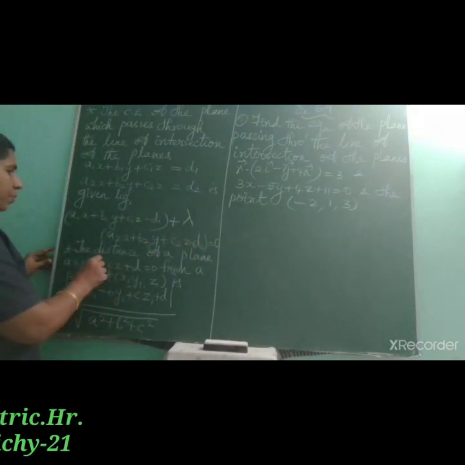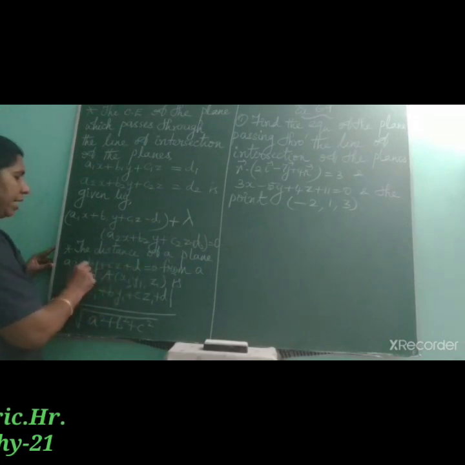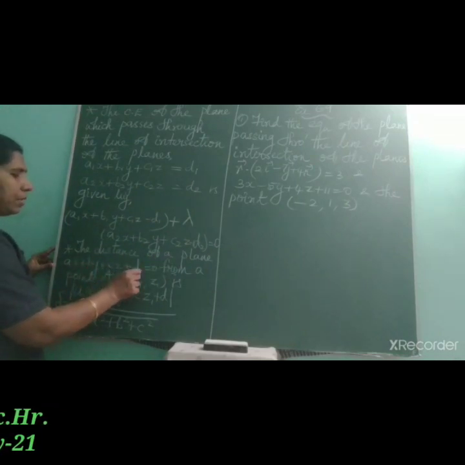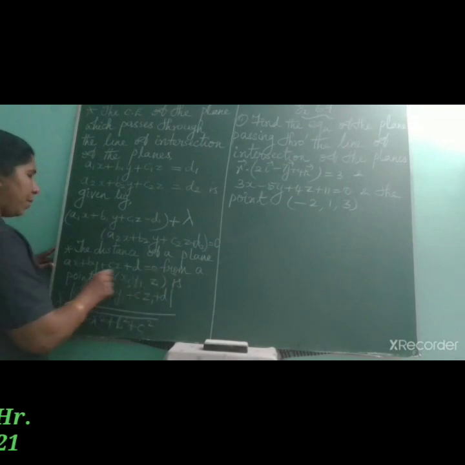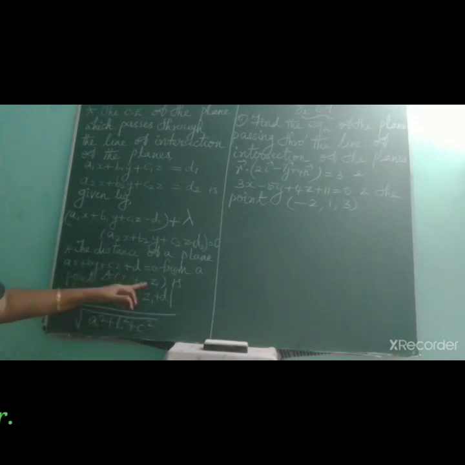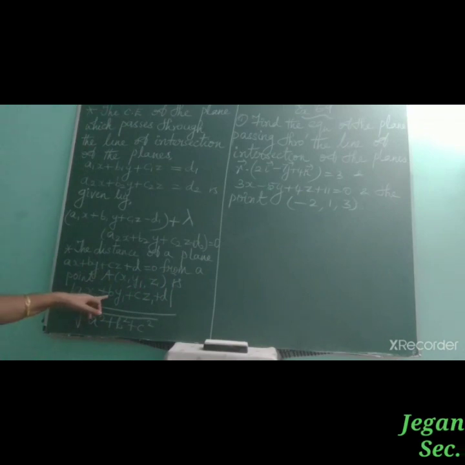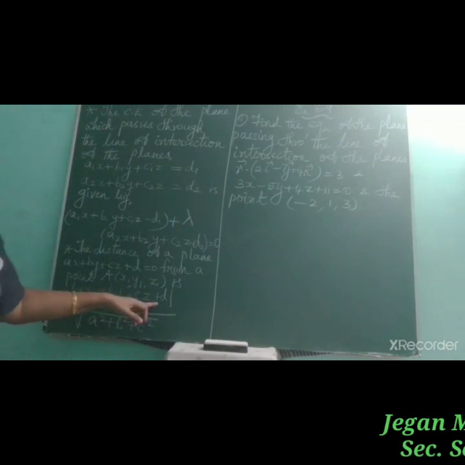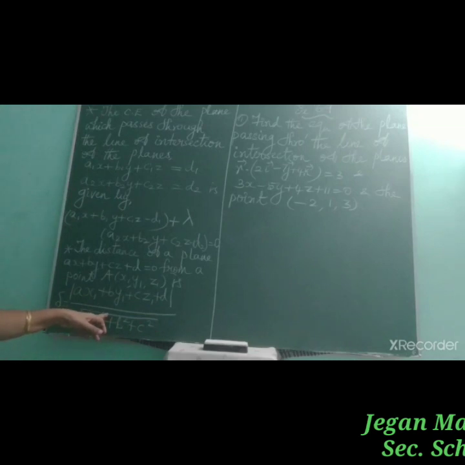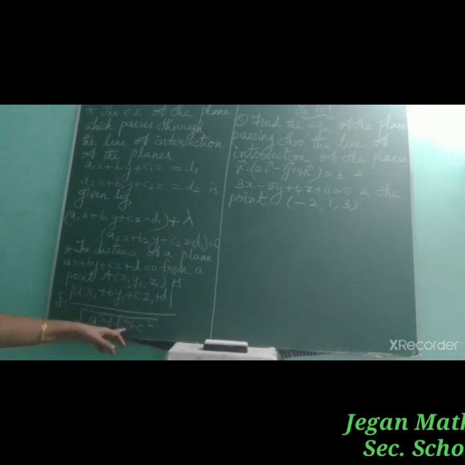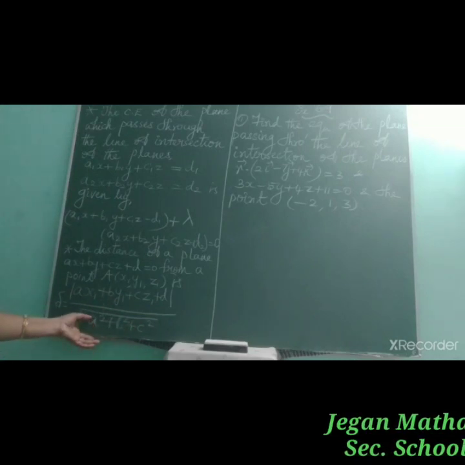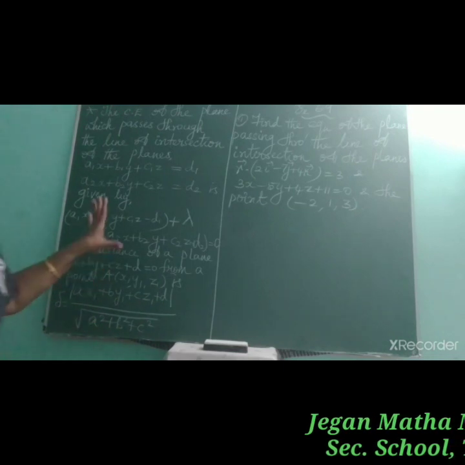The second formula is the distance of a plane ax plus by plus cz plus d equal to 0 from a point A(x1, y1, z1), which is delta equal to modulus of ax1 plus by1 plus cz1 plus d, divided by root of a square plus b square plus c square. Now let us solve the sums based on these two formulas.